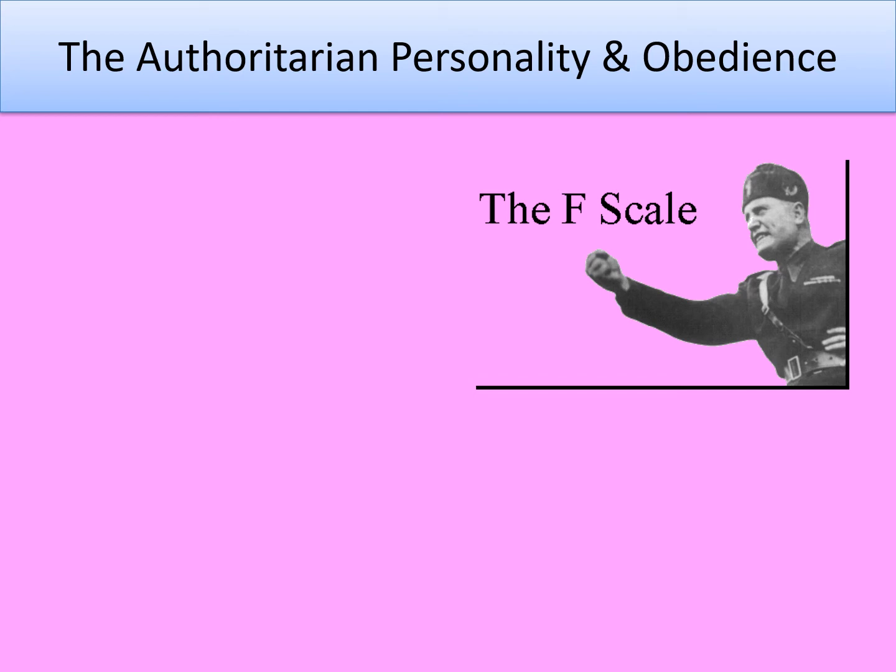Hello and welcome to a lesson on social influence, also called social psychology. And this is number 7 on the specification. It's called the Authoritarian Personality. And this is particularly looking at why people will obey according to their particular personality type.